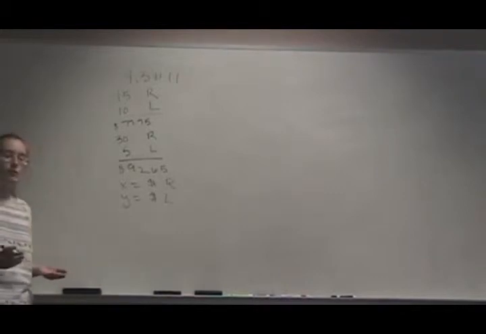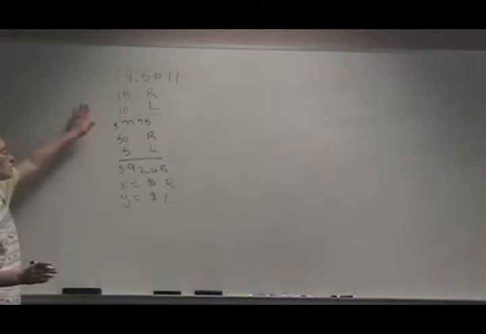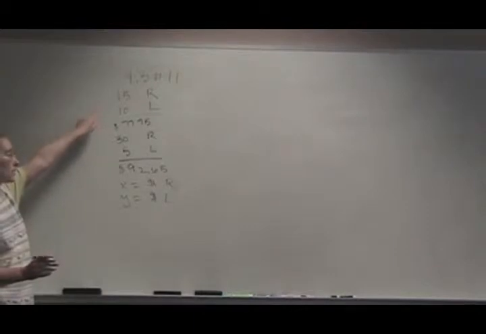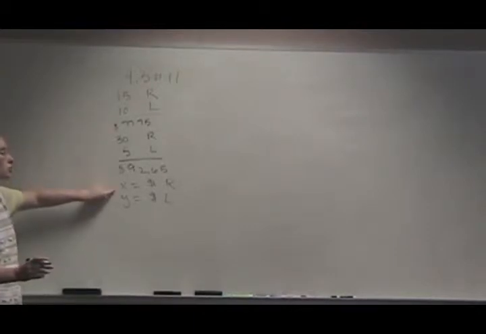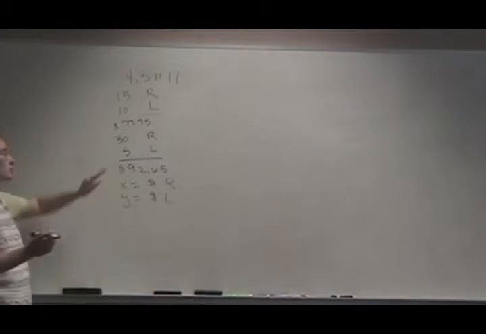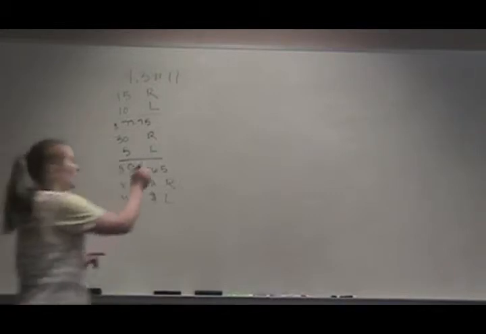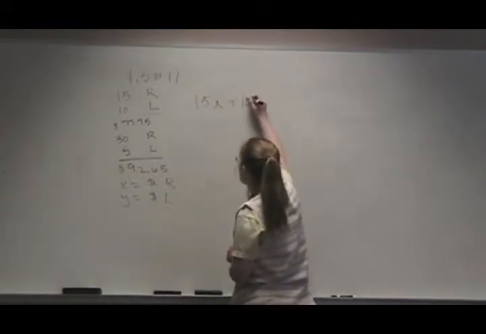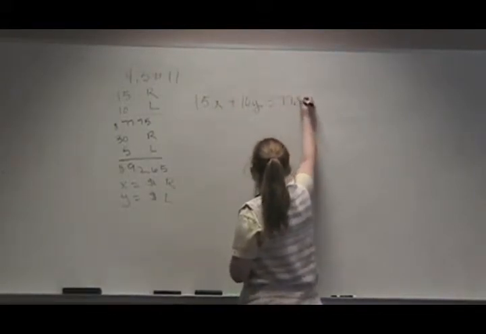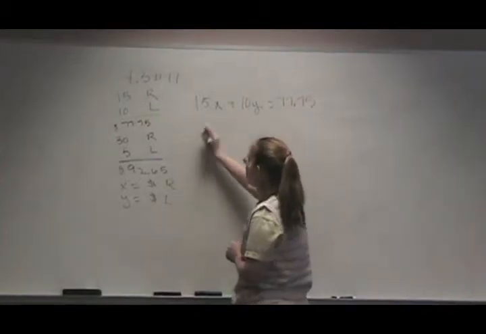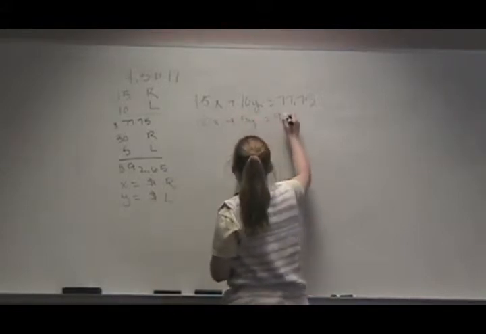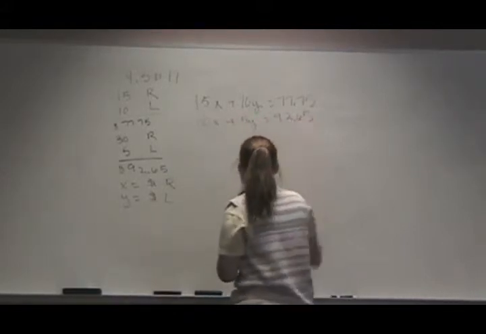Now since I'm looking for those, it's always best to try to use those as your variables. Now what I'm going to do is use each set of these to write an equation. So for every regular we buy, it costs this much. So we know that the total cost of all the regulars sold on this day is 15x. That means that the cost of larges is 10y, and that equals $77.75. And the same is going to hold true for this day. 30x plus 5y equals $92.65.